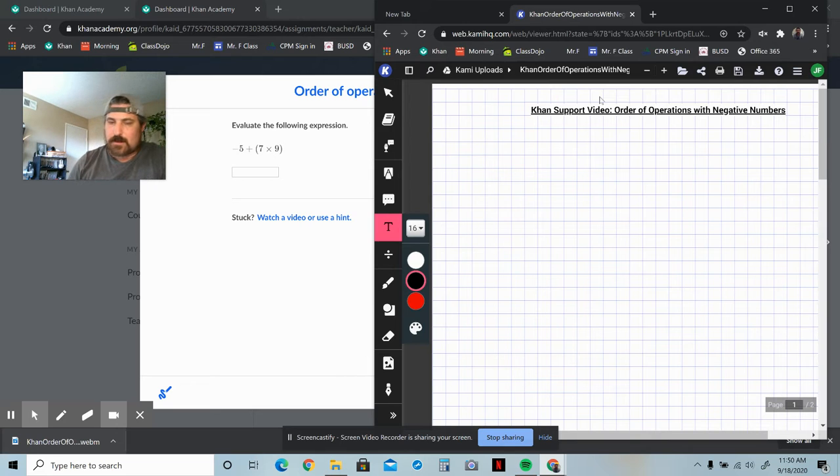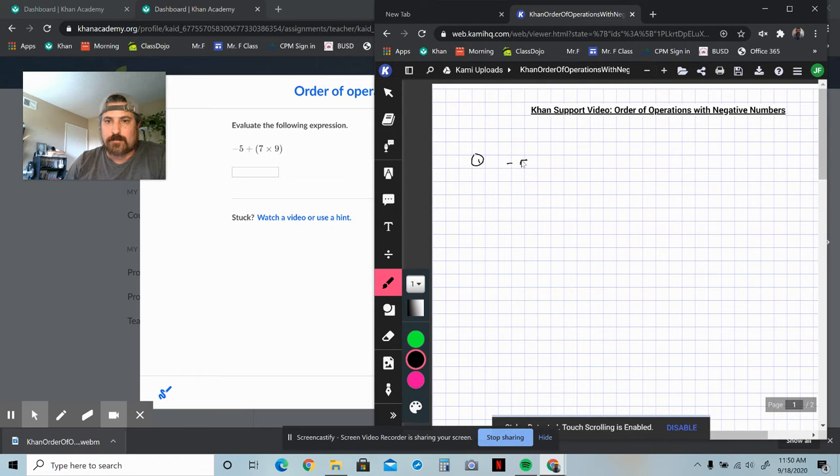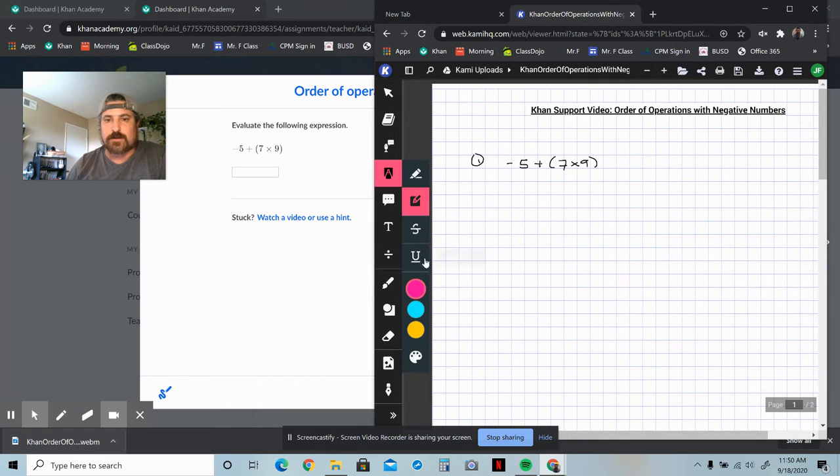The first problem that we're going to do is negative 5 plus 7 times 9 in parentheses. You would start by asking yourself, what terms do you have here? Looking for addition or subtraction outside of parentheses. Since that's a lead value, you can consider that a negative, right? So we end up with 2 terms here. You've got this green value of negative 5, and you've got this blue value of 7 times 9.